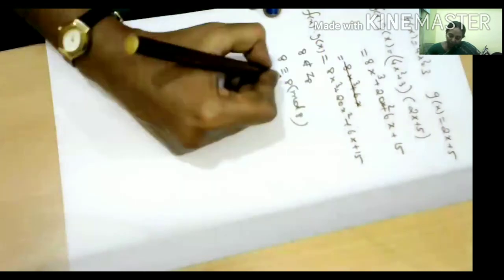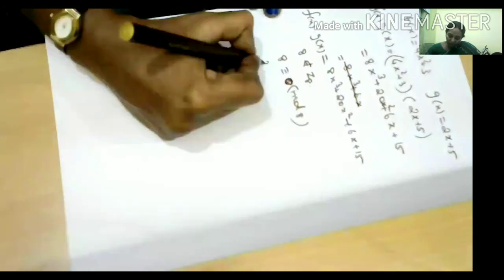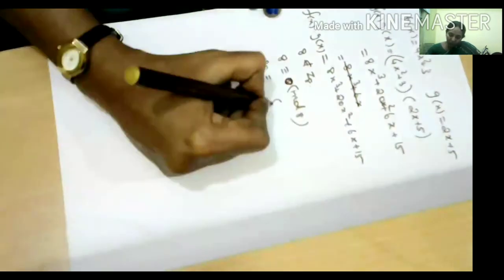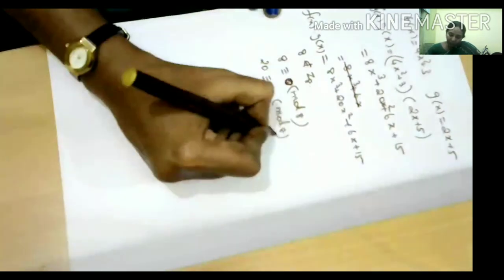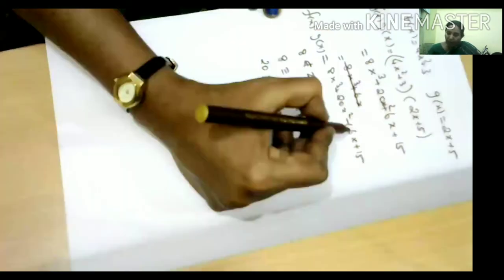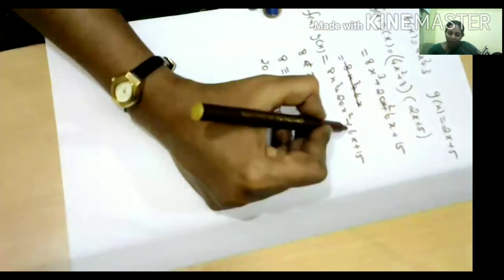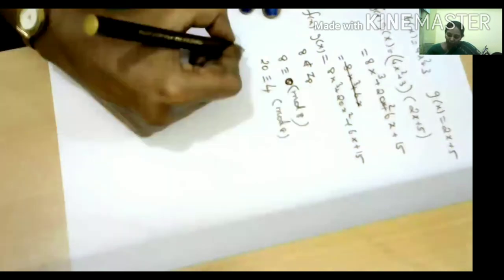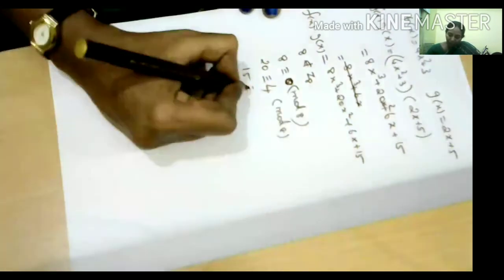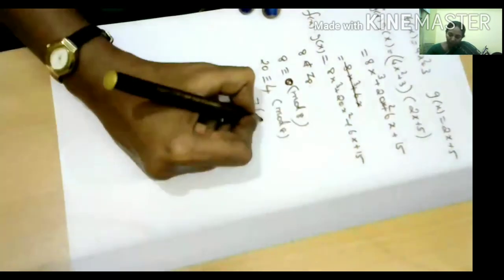Suppose set 7 comes, then you take mod 7. So again it is 0. 8 is congruent to 0 mod 8. Then 20 is congruent to 4 mod 8. 20 divided by 8, remainder is 4. The x coefficient 6 belongs to set 8. Then 15: 15 is congruent to 7 mod 8.